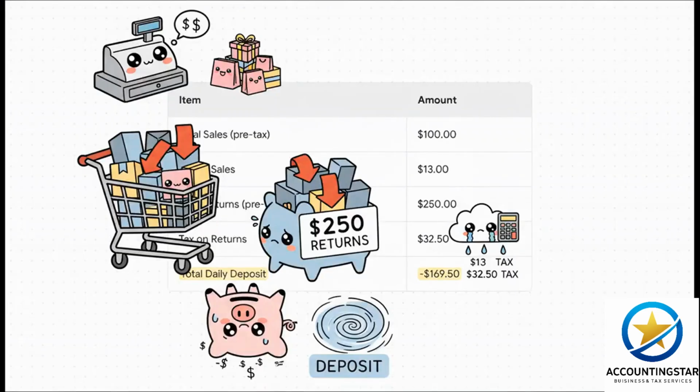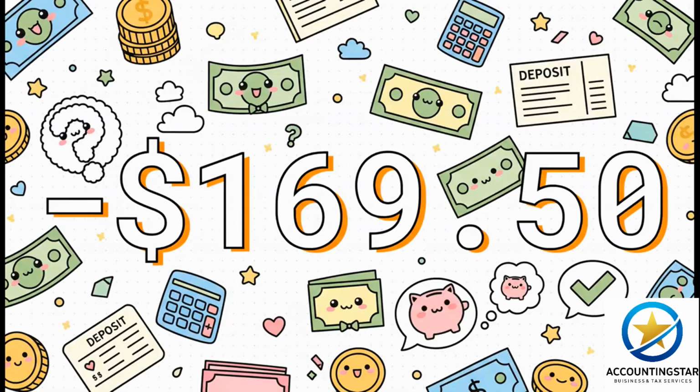I mean, ouch. They managed to make $100 in sales, but then had to process $250 in returns. So once you do all the math with the sales tax, they're actually in the red for the day. Their deposit isn't a deposit at all. It's a negative number. So there it is, staring you in the face, a negative deposit. Negative $169.50. And you're thinking, how on earth do I record a negative deposit?